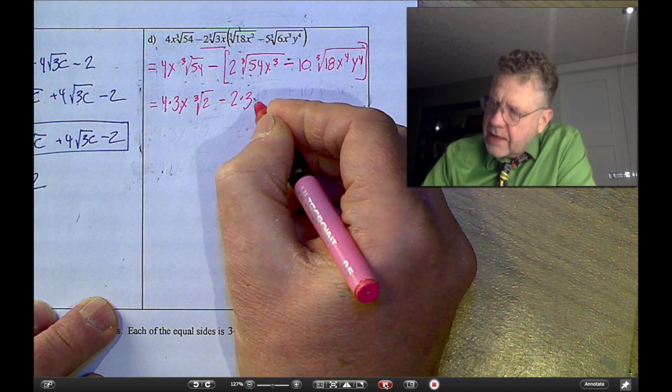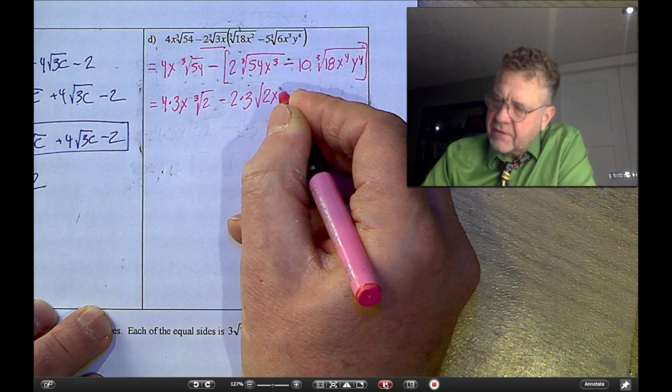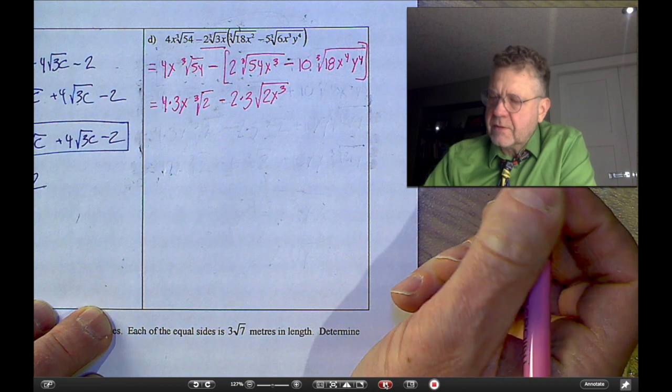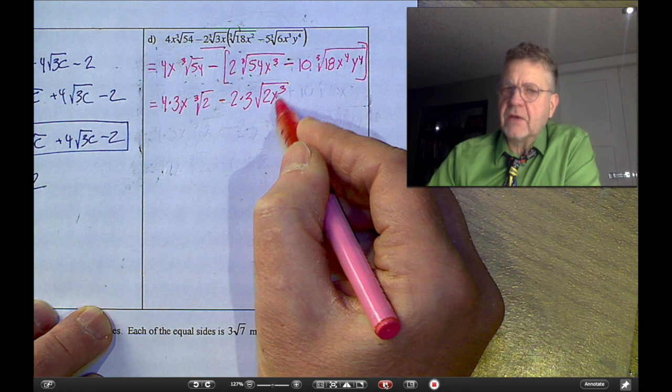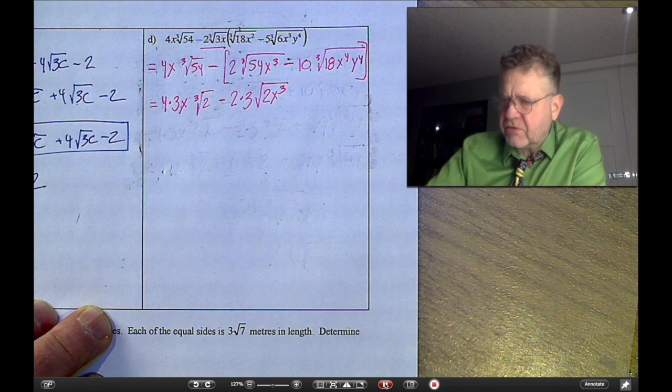And I'm going to have inside the brackets then 2x cubed. Now, something you might be seeing is that I can go a little bit further here. I just wanted to break it up into 2 steps. So yes, you can, but let's do it step by step.